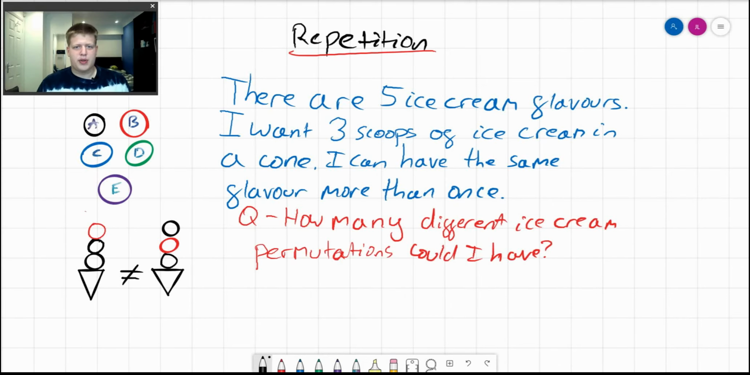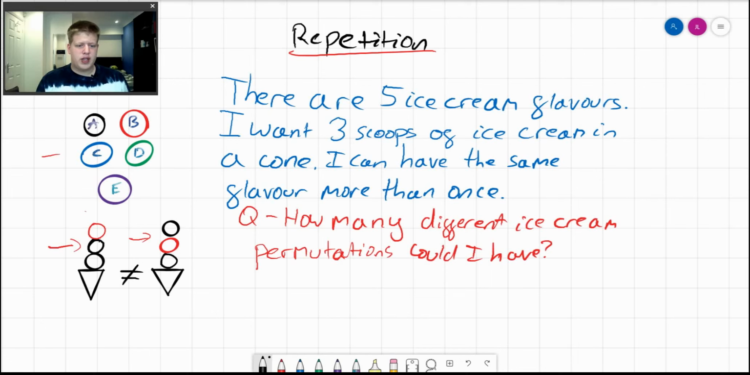Okay, let's do another counting question. This one's going to give us one of our formulas that you need to know. So there are 5 ice cream flavours, A, B, C, D and E, which I've drawn over here. And I want to have 3 scoops of ice cream in a cone. Now because they're in a cone, if you have a look, the order that we have them matters. So having black, black, red is not the same as having black, red, black. They are different. And also, as you can see, I can have the same flavour more than once. So I can have the black scoop twice. My question is how many different ice cream permutations could I have? How many different ice cream cones could I have?